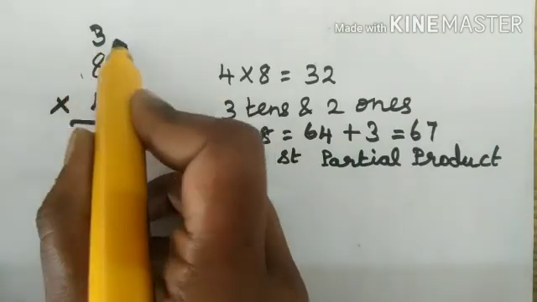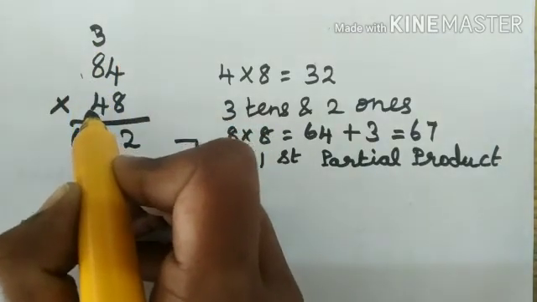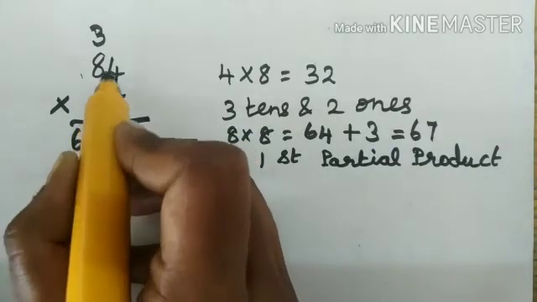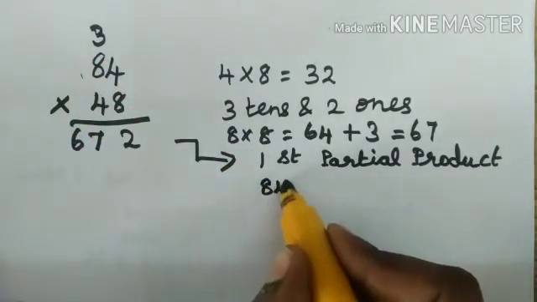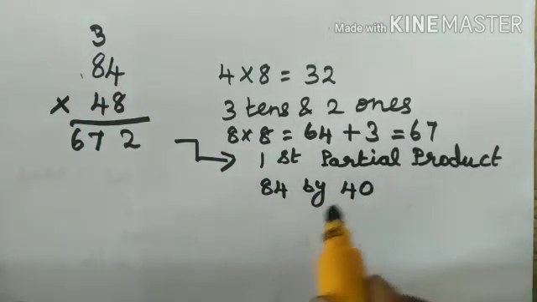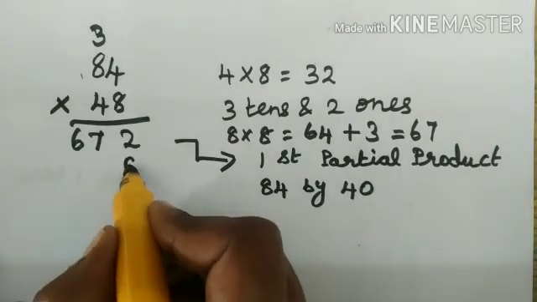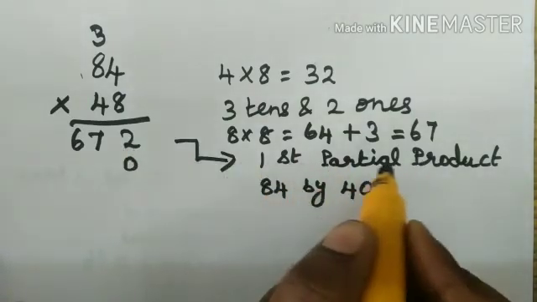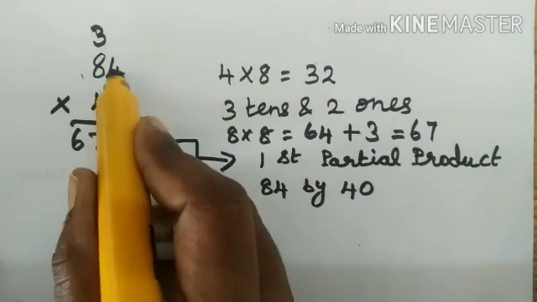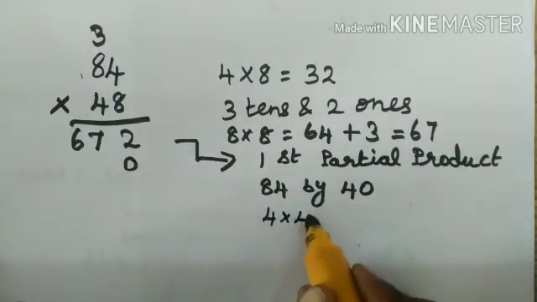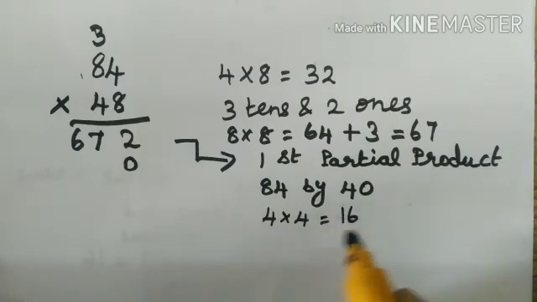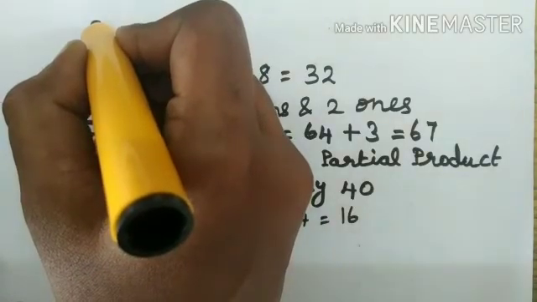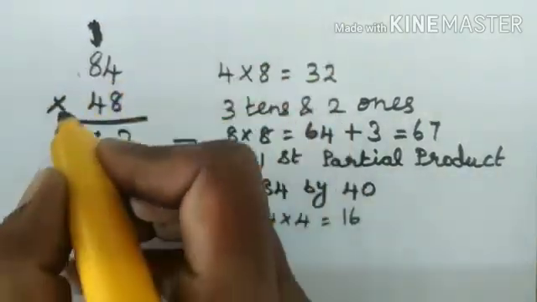Now you have to multiply the multiplicand 84 by the tens digit of the multiplier 4. Since 4 is in the tens place, actually you are multiplying 84 by 40. So you have to write 0 below 2 of the first partial product. Then now 4 into 4 is equal to 16. So you have to write 6 here and the 1 will go as a carry to the tens place.